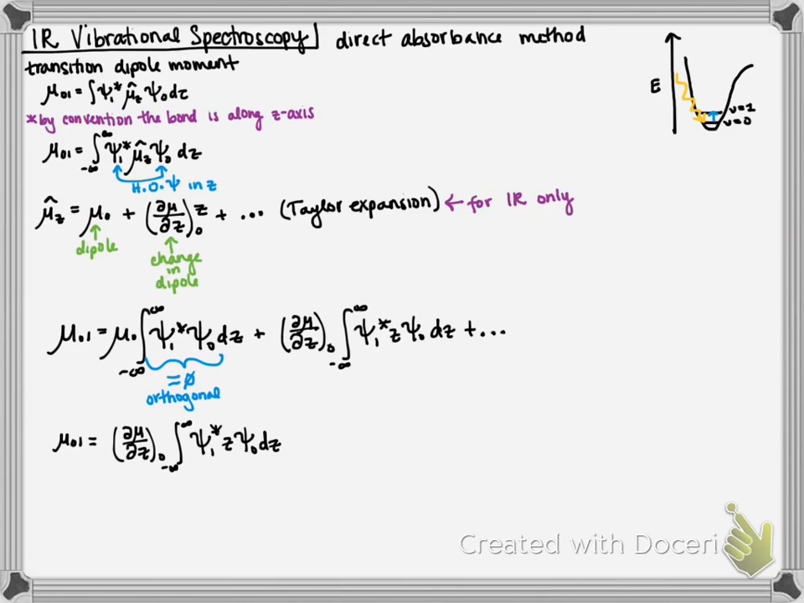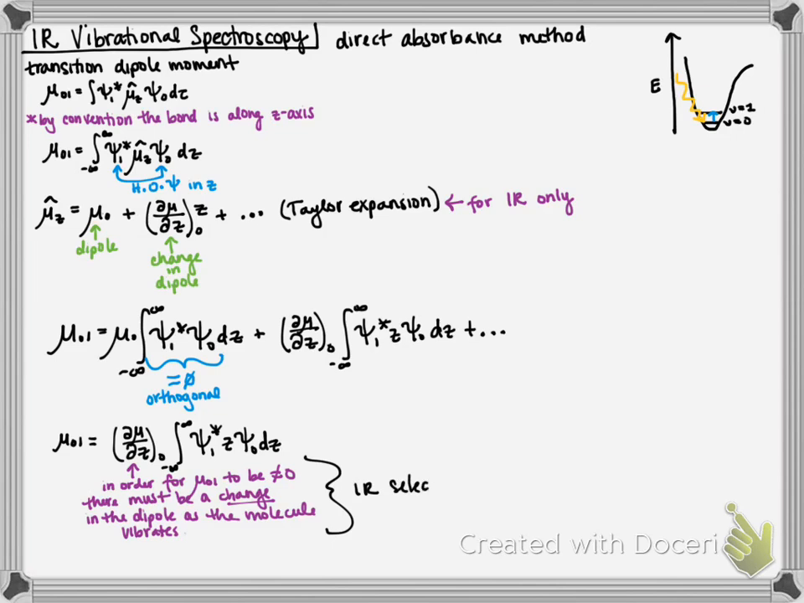So mu01 is this change in dipole moment with respect to z, evaluated at z equals 0, times this integral, which looks a lot like an average position integral. All right, what this means is in order for mu01 to be something other than 0, there must be a change in the dipole as the molecule vibrates, right? So mu01 being greater than 0 means there must be a change in dipole throughout that vibrational motion occurring.